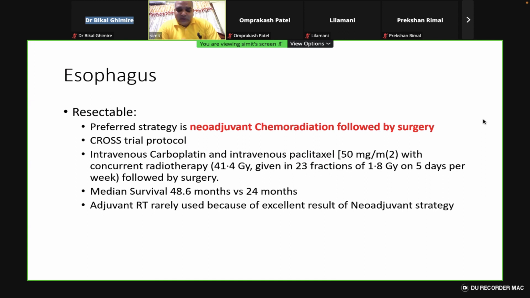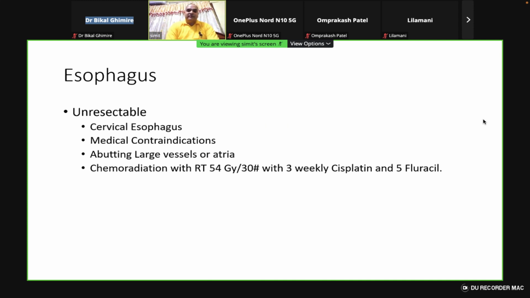So in today's world, adjuvant radiation is rarely used because of the excellent result of neoadjuvant radiotherapy. Esophagus is one site where neoadjuvant treatment has almost a double survival advantage. That's a 100% survival advantage, from 28 to 48 months. So here neoadjuvant chemoradiation is preferred.